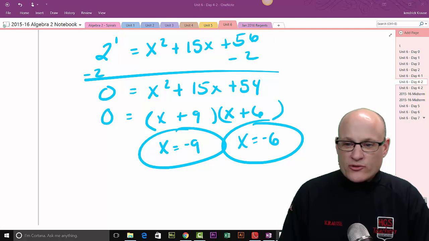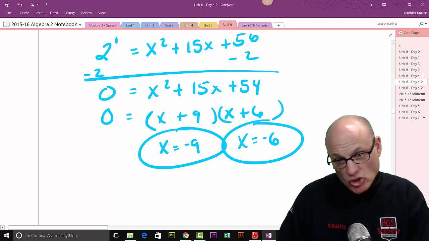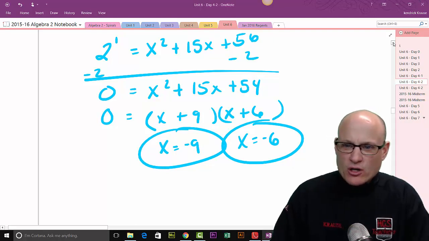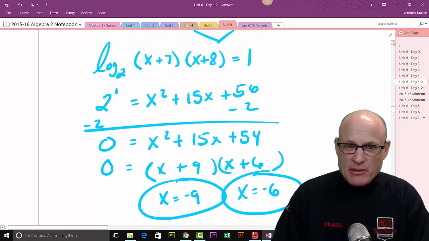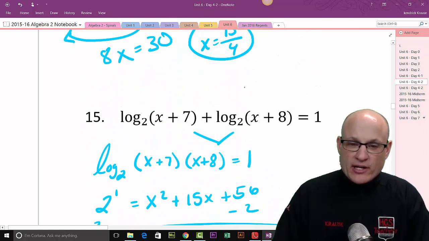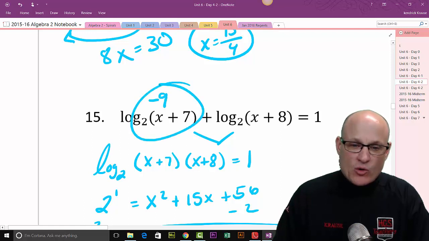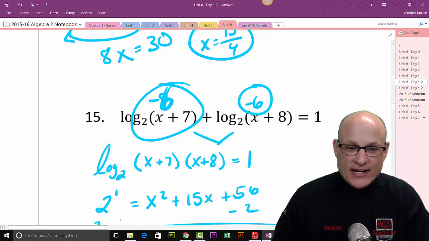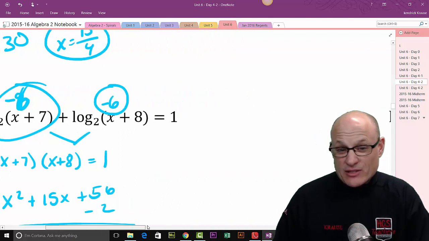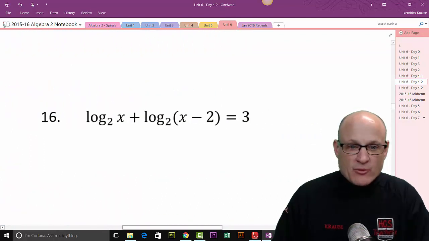However, one of those does not work. So I got to get rid of it. So which one's not going to work? Well, let's see. They're both negative. Maybe both of them don't work. But wait a second. Remember, we have a problem when it becomes negative. So if I put a negative 9 in there, won't that be negative? Yep. But how about a negative 6? Would that make it negative? Nope. How about a negative 6 here? Nope. So negative 6 is fine. So don't think you always have to throw out the negatives. Sometimes negatives are okay.